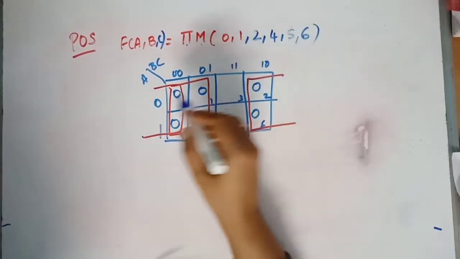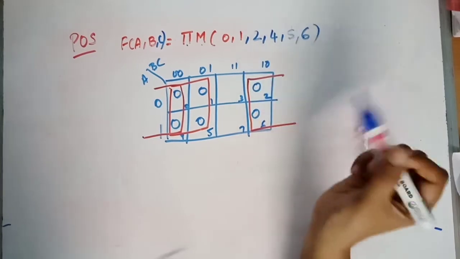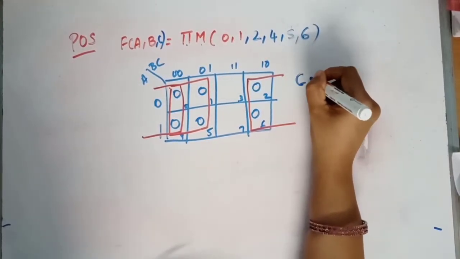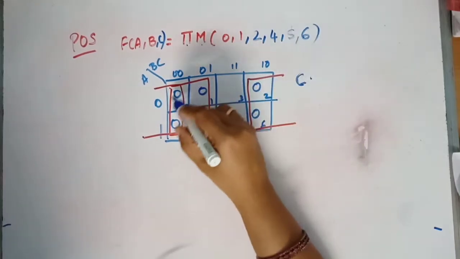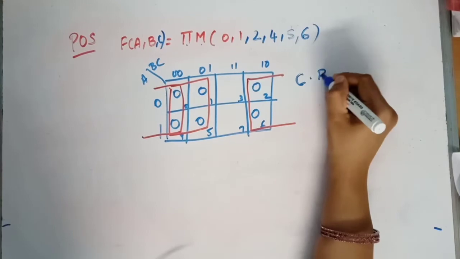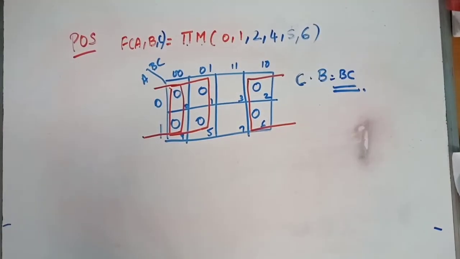So how will you write? These 4 zeros, common value is C equal to 0, so that is C, into these 4, B equal to 0, so that is B C. So that is your C B. So that is POS.